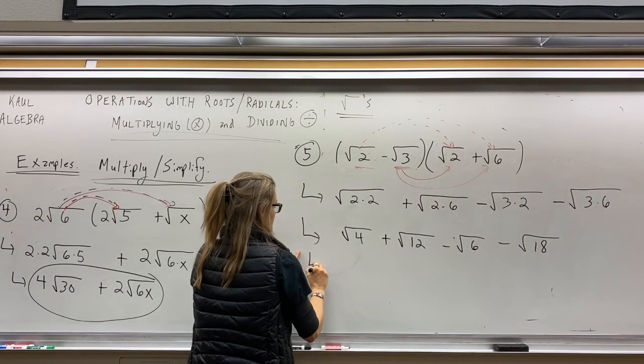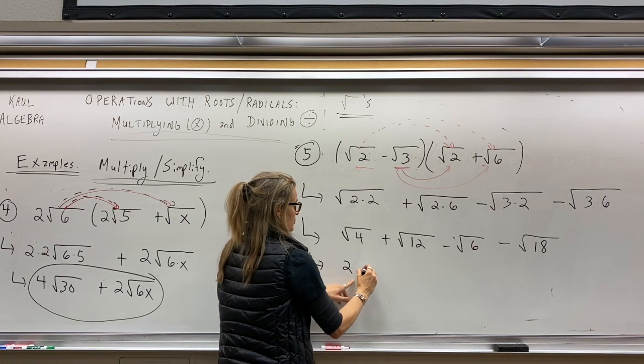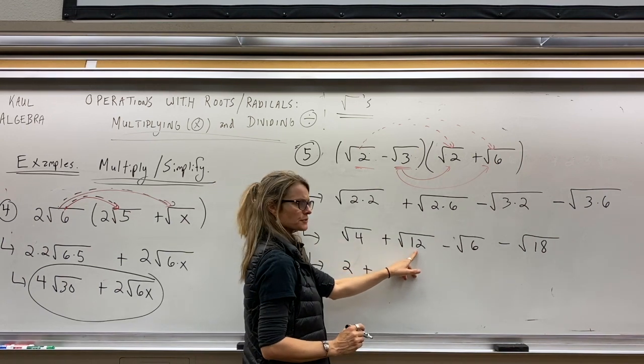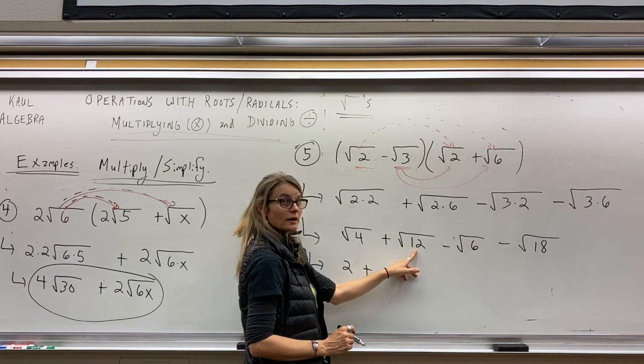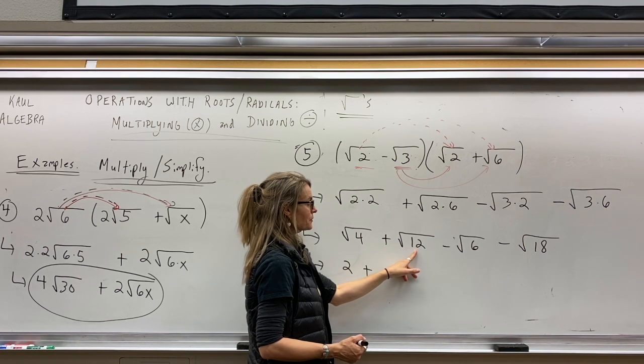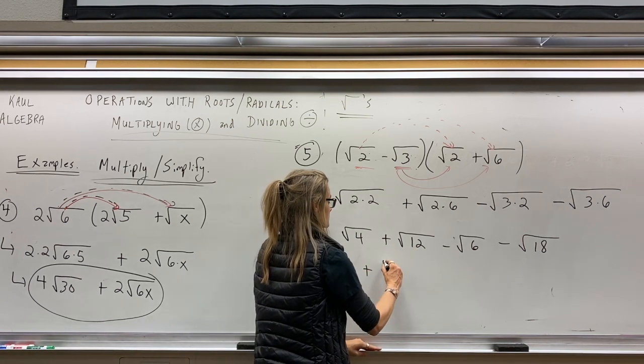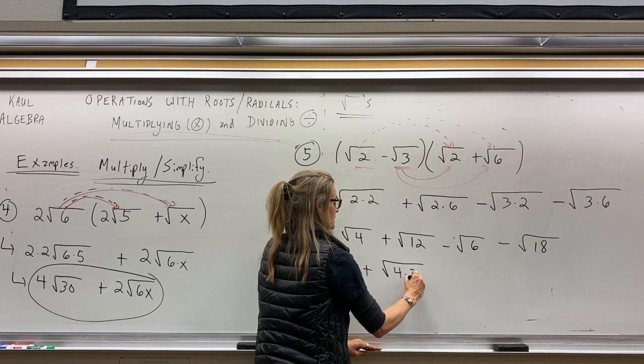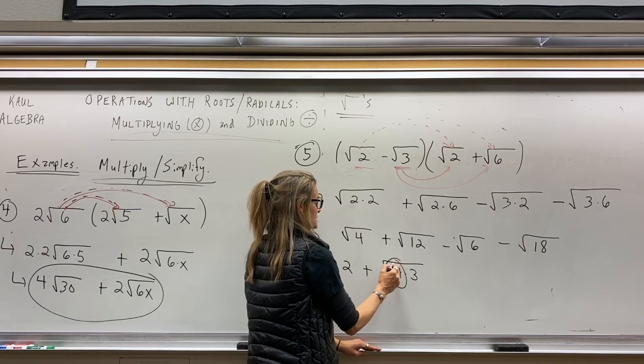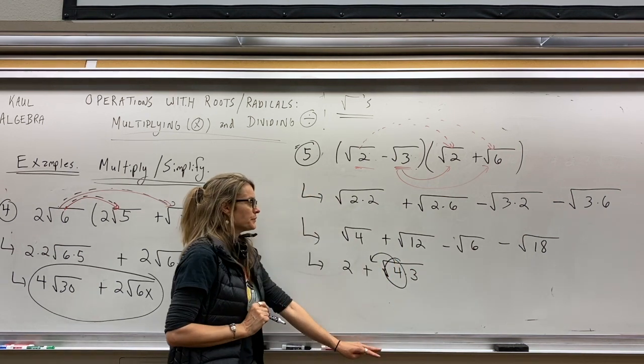So what we get here is 2 plus, here you can't take the square root of 12 nicely. It's not a perfect root, but I could break this down into square root of 4 times 3, where this part comes out and becomes a 2.